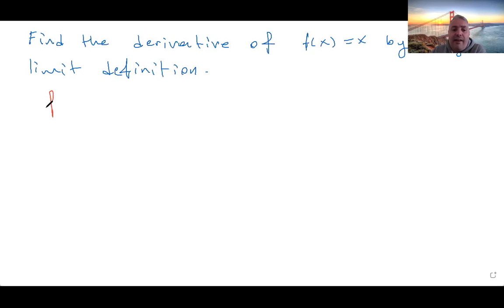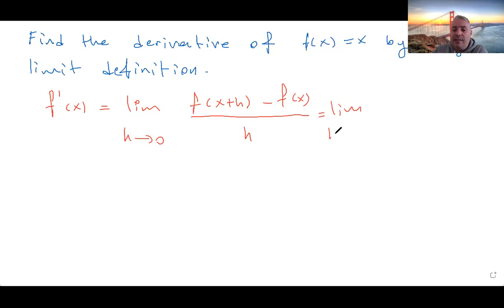It is this: f prime of x is equal to the limit as h approaches 0 of f of x plus h minus f of x, divided by h. Now, in function f, if I substitute x plus h, f of x plus h is directly equal to x plus h. This is the f of x plus h minus f of x. So f of x is given as x, divided by h, and then the limit as h approaches 0.